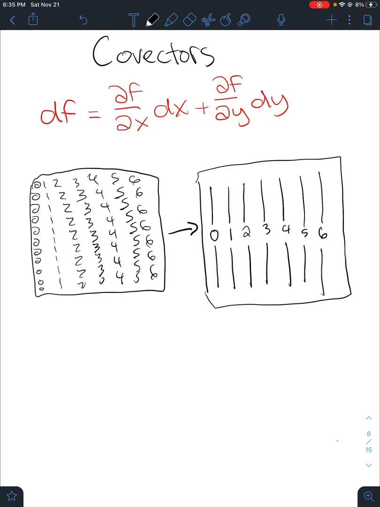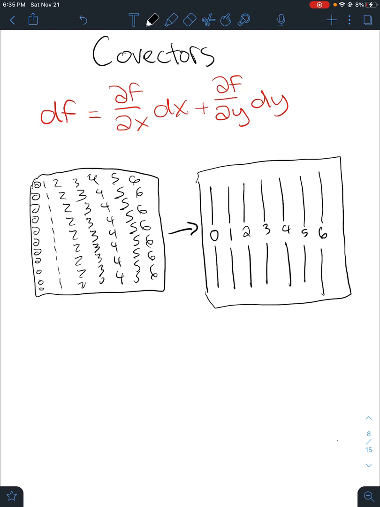Hey guys, today we'll be going over covectors and the tensor product. This video is going to be a bit more abstract and less intuitive than the other videos, and you'll see that in a moment. But with enough patience and practice, you'll get it just fine.